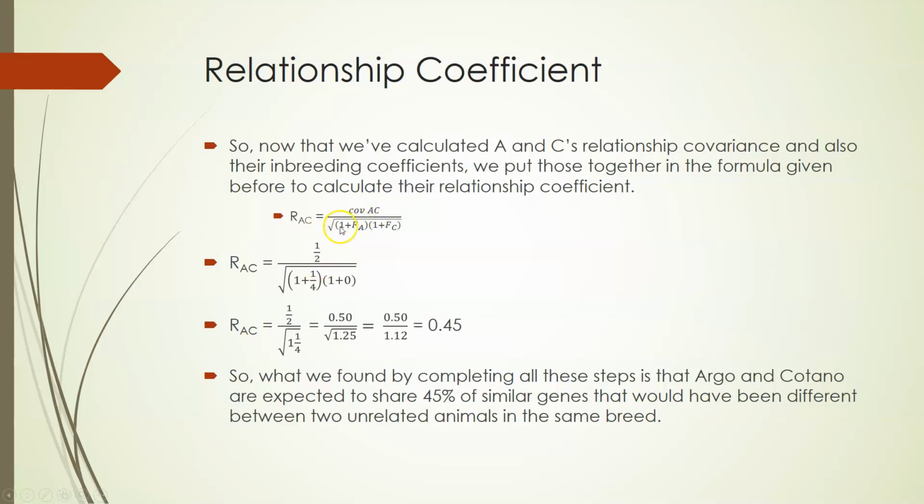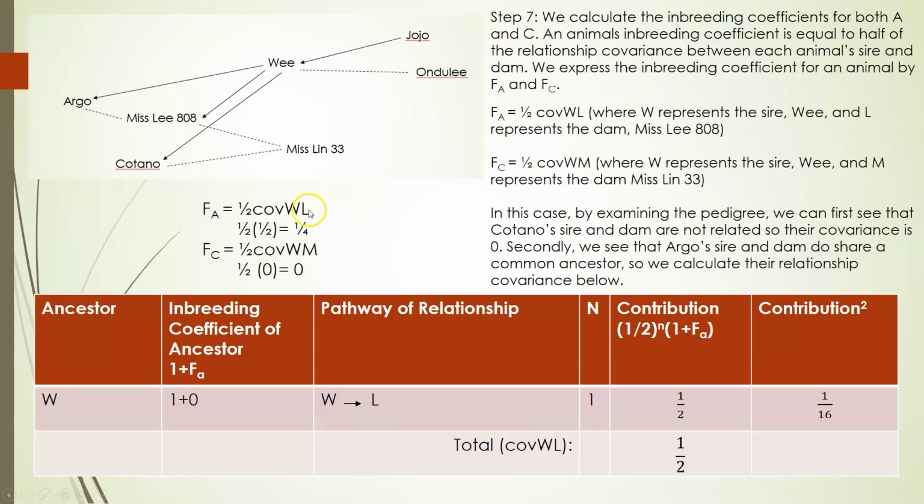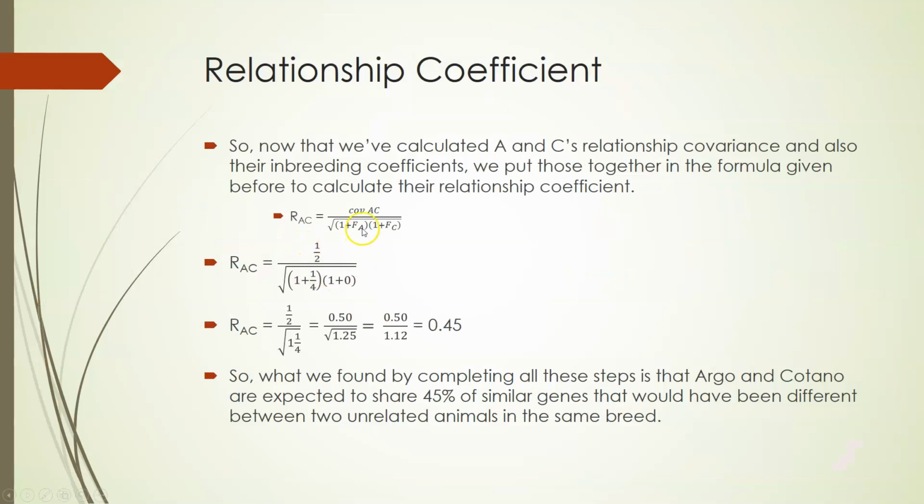Now on the bottom, we have 1 plus f of A and 1 plus f of C. So we know that f of A is the inbreeding coefficient of A, and f of C is the inbreeding coefficient of C, so Catano. And we just calculated those. So we know that the inbreeding coefficient of A is a quarter, and for C it's 0. So we literally plug them in right here. So 1 plus a quarter, and then times 1 plus 0. Make sure to follow your order of operations here.